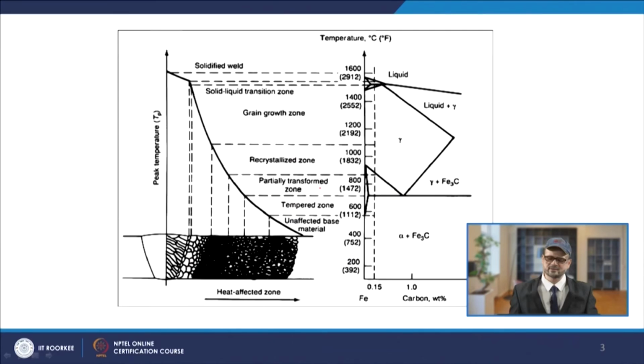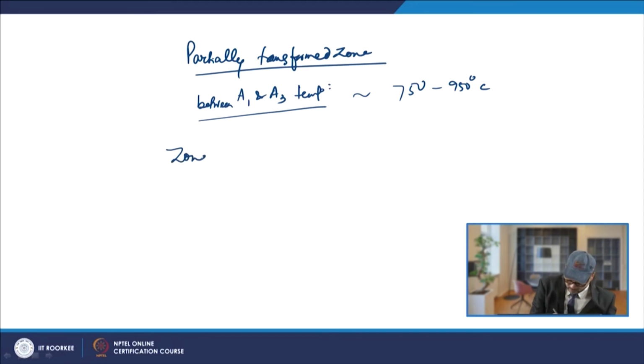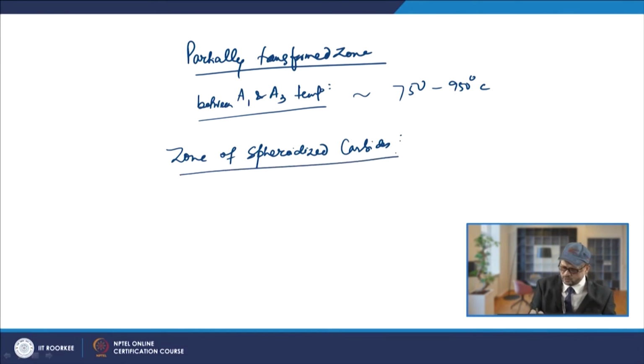Then next to that, as we see, you have this partially transformed zone. Below that also there are certain transformations taking place, and there you get the tempering zone, or we also call it the zone of the spheroidized carbides. In this zone the peak temperature will be from 550 to 750, below the lower critical temperature, and maybe from 600 to 700 is what we normally see. This is the extension of the partially transformed zone just below that.